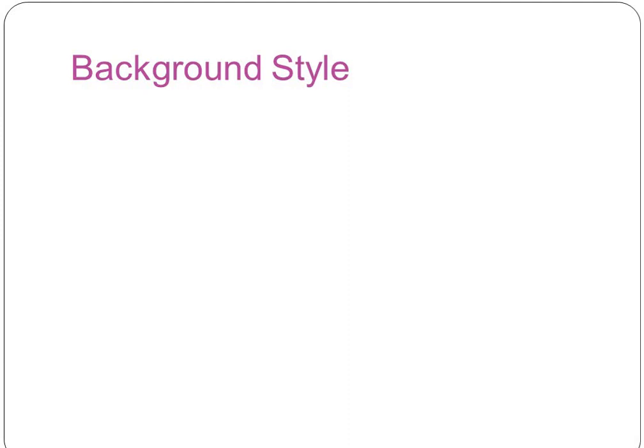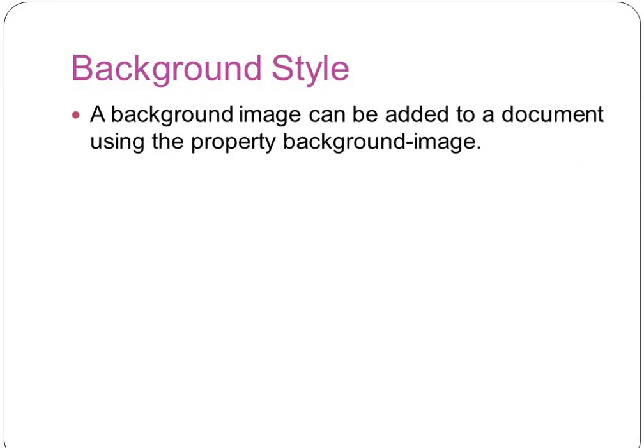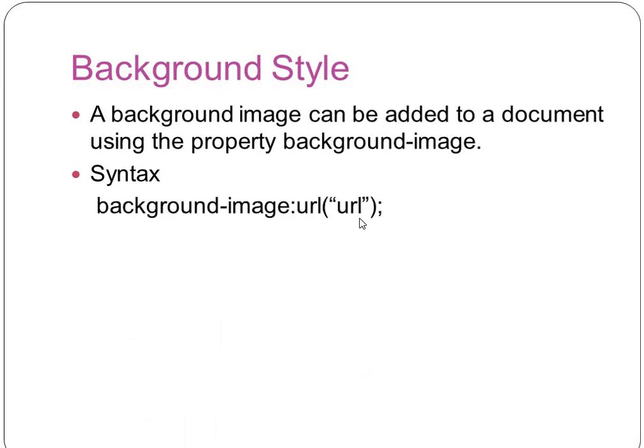So first one is how to add a background style to a document. A background image can be added to a document using the property background-image. The syntax for adding a background image in CSS is background-image: url(). In brackets, you have to specify the path of the image. So the property used here is background-image, and the value of the property is to be set as the URL of the image to be added to the background. Now let's see how this works with the help of a code.